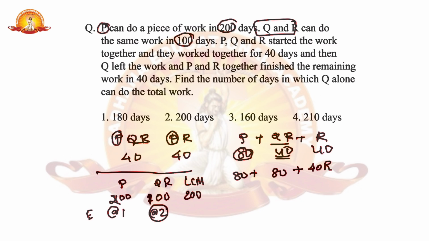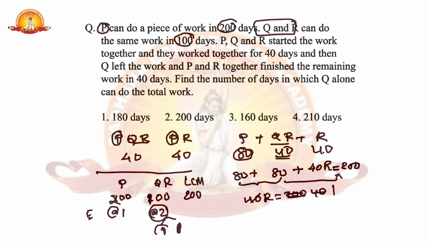Let me suppose R works 40 days. Total work completed is 200 units of work. So 80 plus 80, 160, brought to this side. Therefore, 40 R is equal to 200 minus 160, which is equal to 40. Therefore, R's efficiency is 1 unit per day. So QR together is 2 units, out of which Q will also be 1 unit.